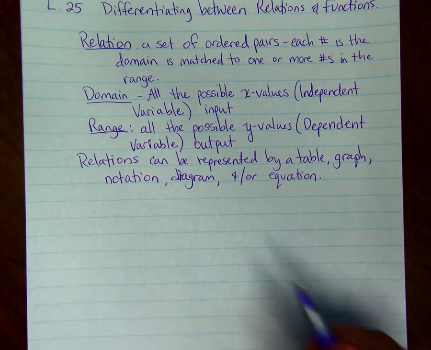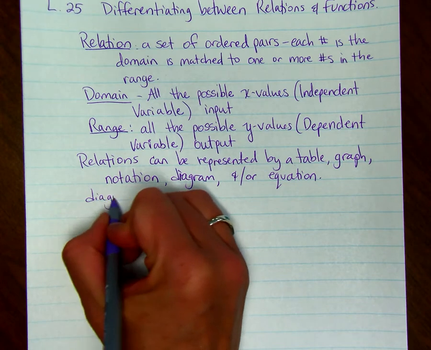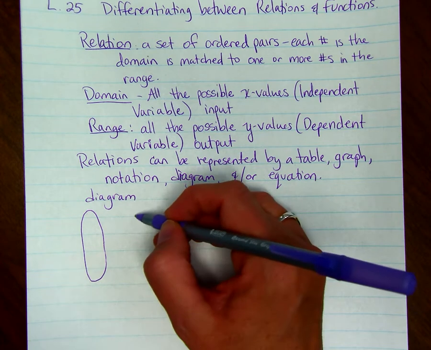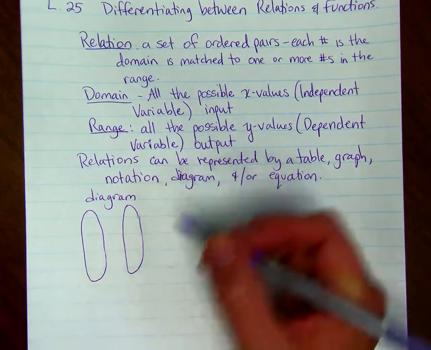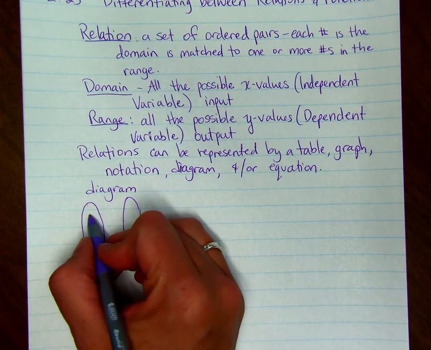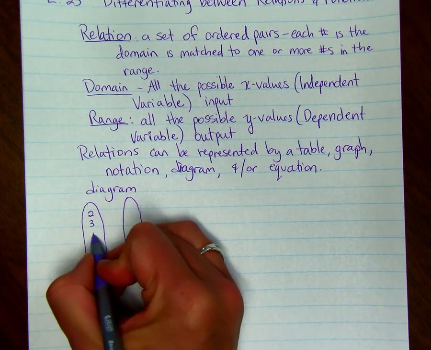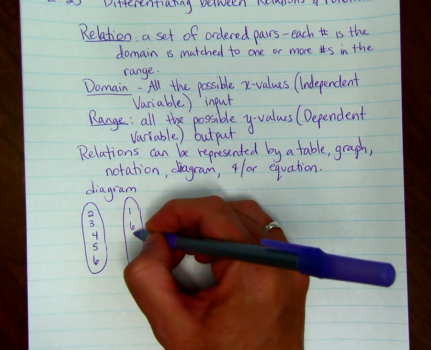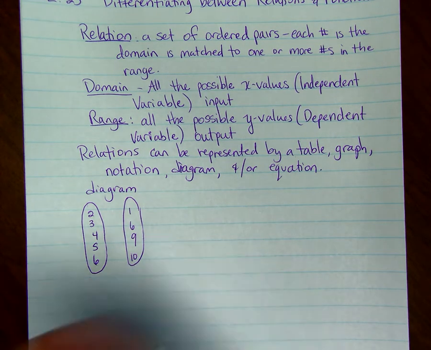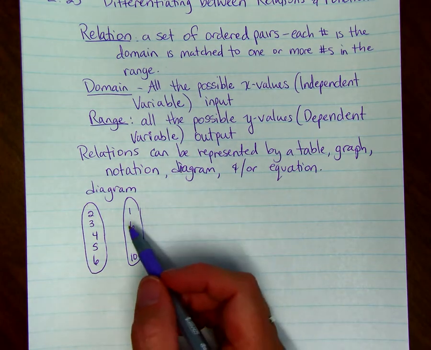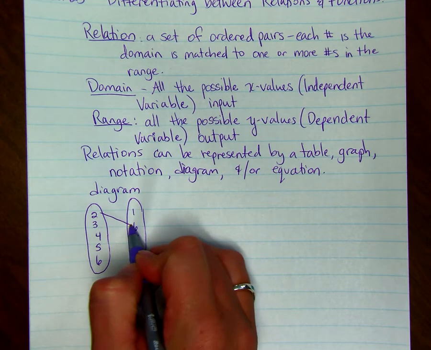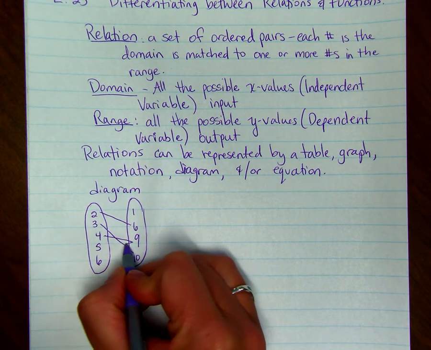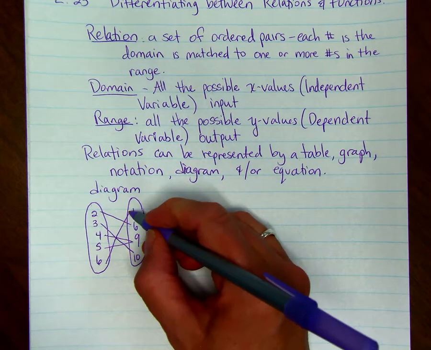So I'm going to show what a diagram looks like. Here's a diagram of a relation. We have a group of numbers for our input and a group of numbers for our output. The numbers we're going to put on the input are 2, 3, 4, 5, and 6. And the output we're going to put 1, 6, 9, and 10. So we're going to match up 2 with 6, 3 with 10, 4 goes to 9, 5 goes to 9, and 6 goes to 1.